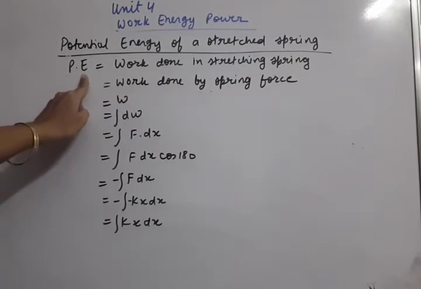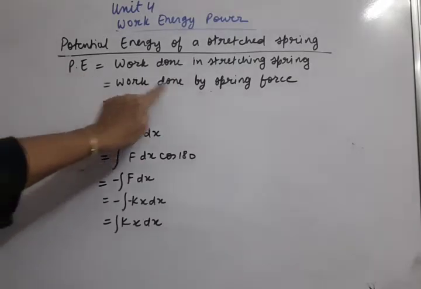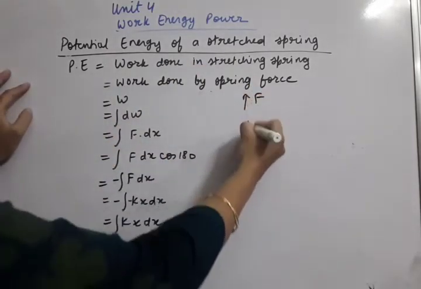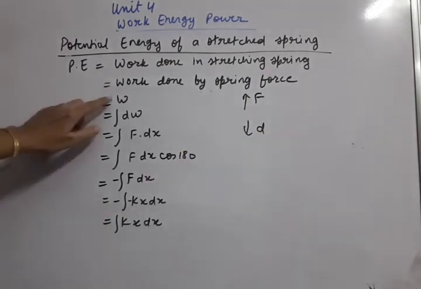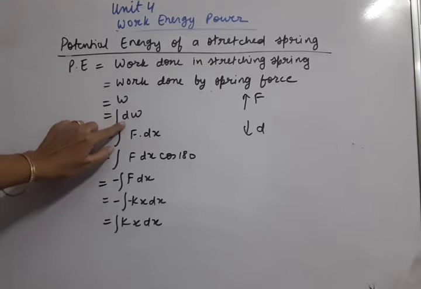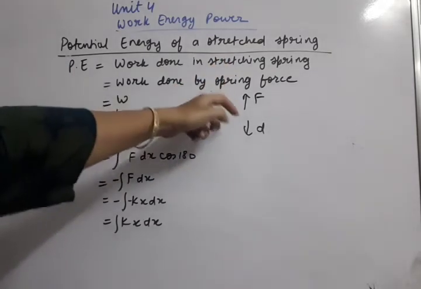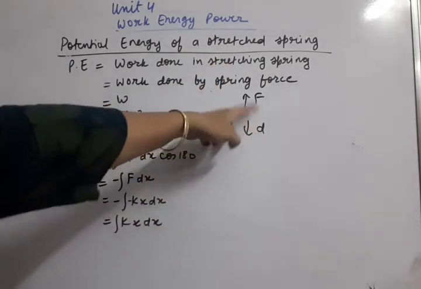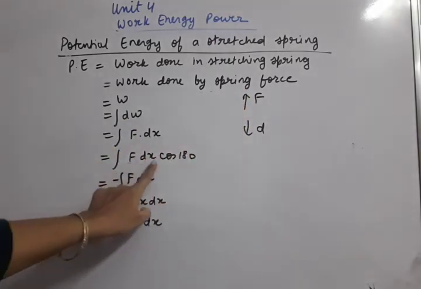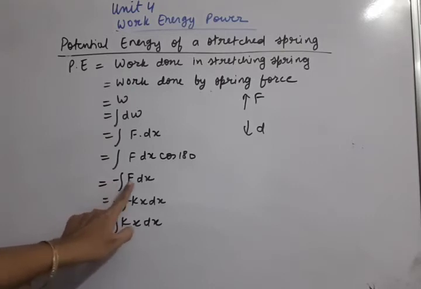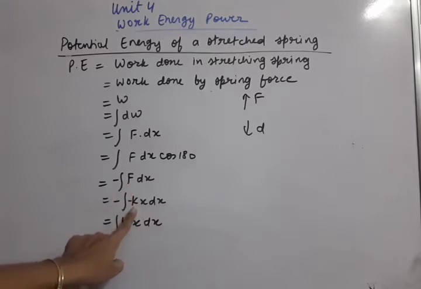Let's see the potential energy calculation of the spring. The work done by the spring force, that restoring force, which was upward while displacement was downward: work is the integration of dW, where dW means F dot dx. Force F is upward and displacement dx is downward, so the angle between two opposite vectors is 180 degrees. So dW is F dx cos 180. Cos 180 is minus 1, that's why a minus sign will come. Then we replace the force by minus kx, the spring force by Hooke's law of elasticity.